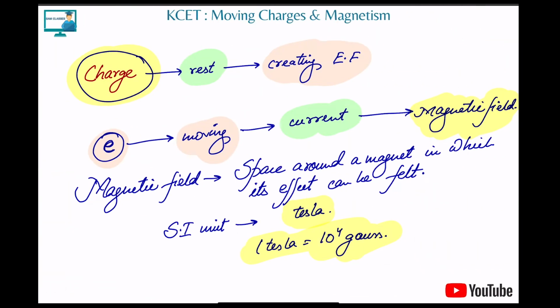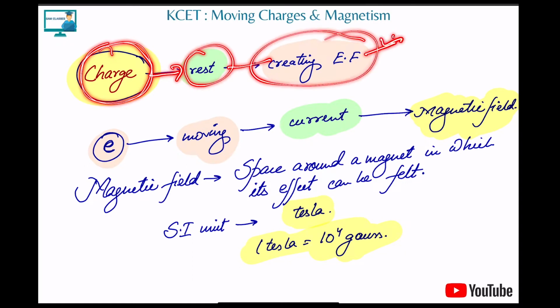Now let's see. First thing is charge. We have read about charge. The moment charge is at rest, what happens? It creates an electric field. We have read the first two chapters all about charges at rest, creating an electric field and the phenomena involved after that.